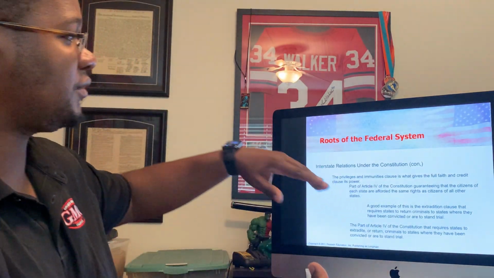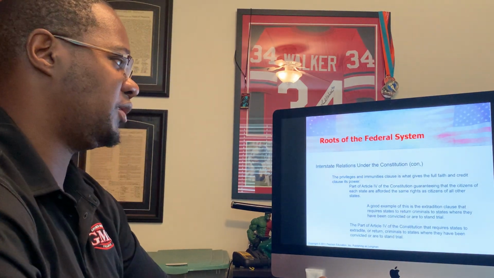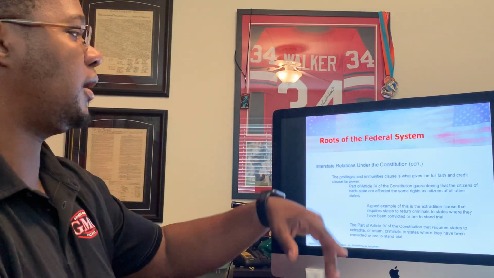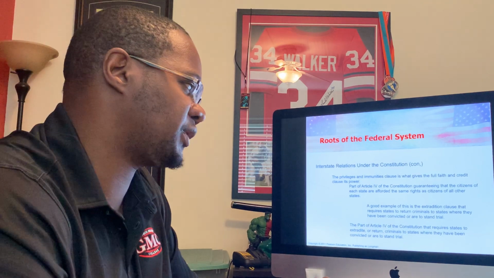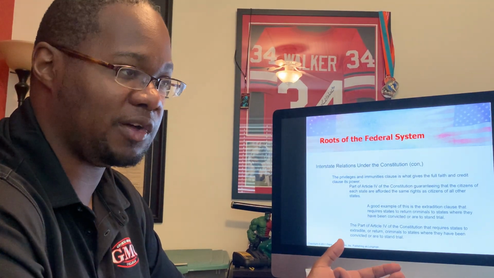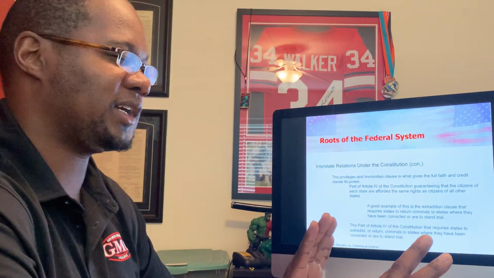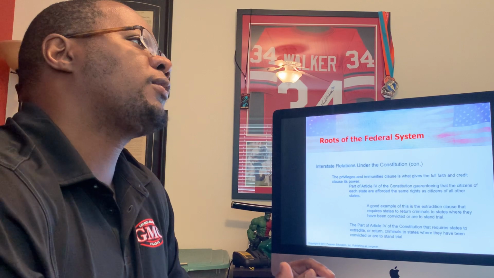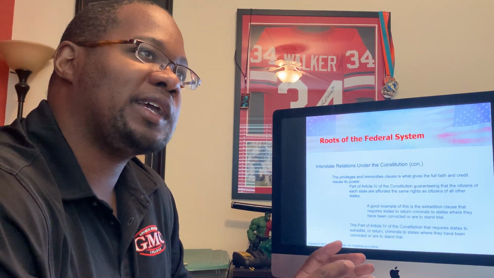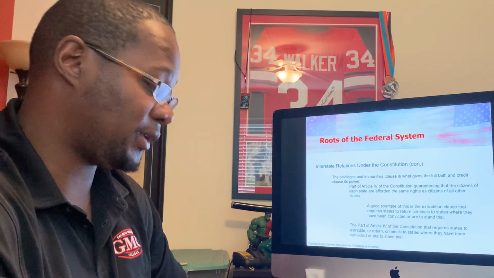A lot of this comes from what's built into the full faith and credit clause, which is the privileges and immunities clause, part of Article 4 of the Constitution, which guarantees the citizens of each state are afforded the same rights as citizens of other states. We're guaranteeing that citizens of one state have the same rights as citizens of another state. That is federally.